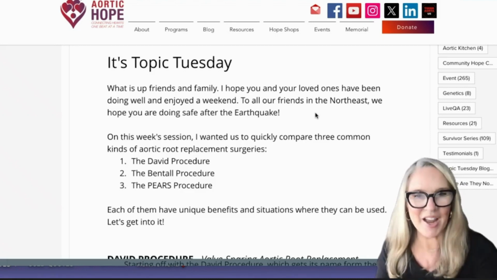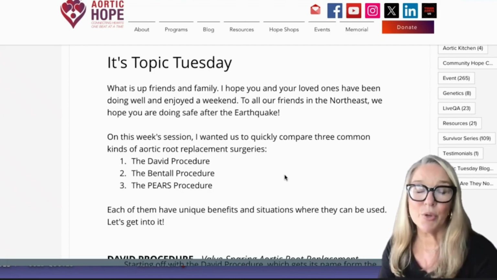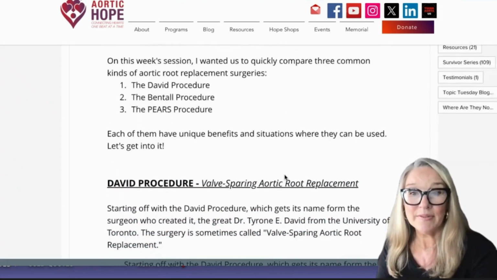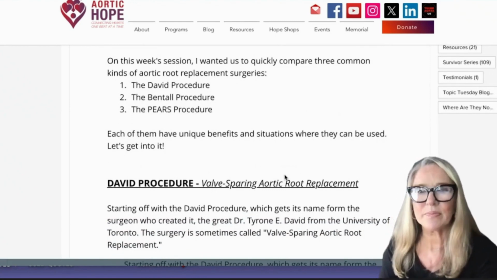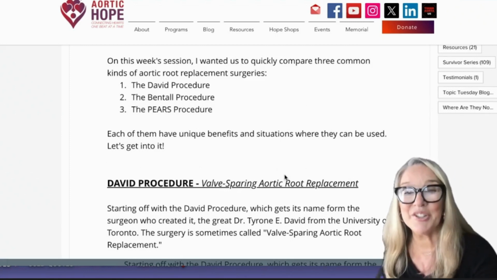On this week's session, I wanted to quickly compare three common kinds of aortic root replacement surgeries: the David procedure, the Bentall procedure, and the Pears procedure. Each of them has unique benefits and situations where they can be used. So let's get into it.